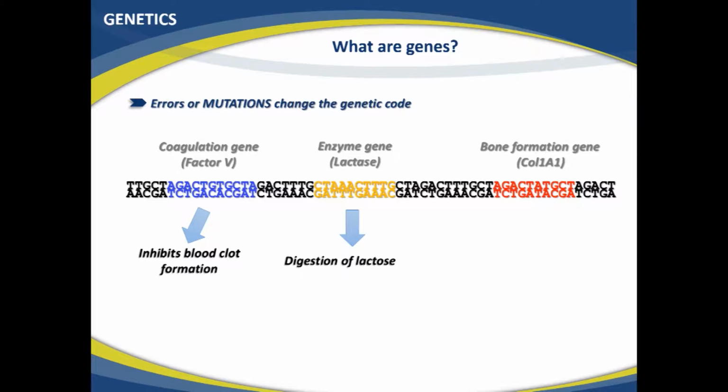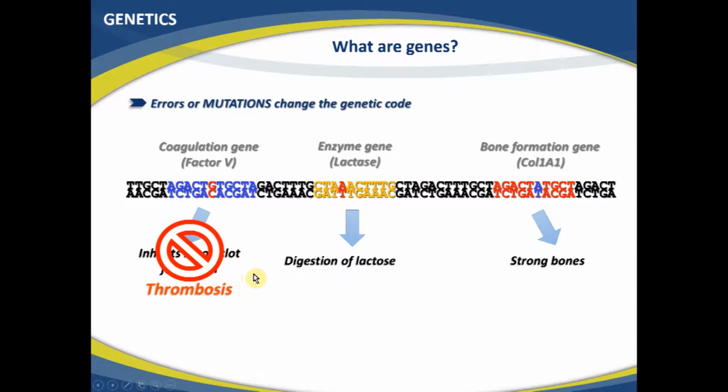And then there's a bone formation gene. It basically builds one of the components for strong bones, COL1A1, and this builds strong bones. And now let's introduce a mutation into each of those. So here you see the letter change. In the coagulation gene, if this happens, this genetic variation, the instruction is disrupted. The gene no longer inhibits blood clot formation, and it can lead to thrombosis.